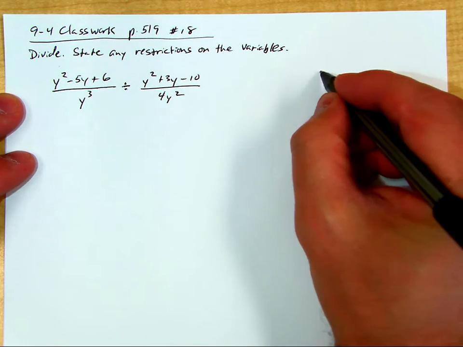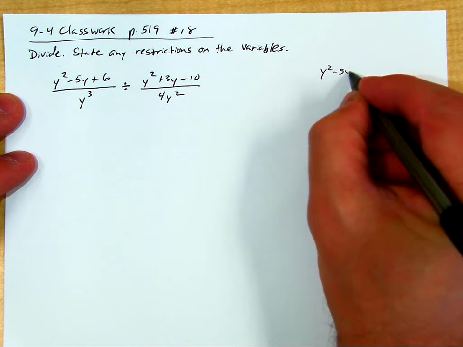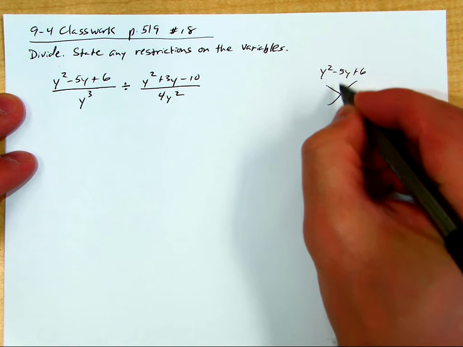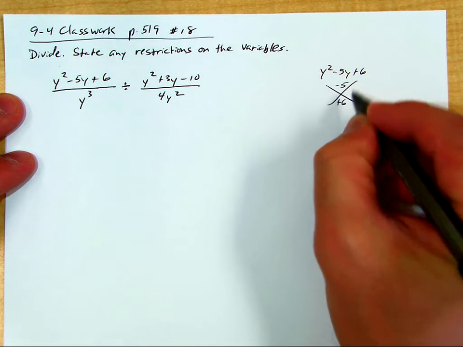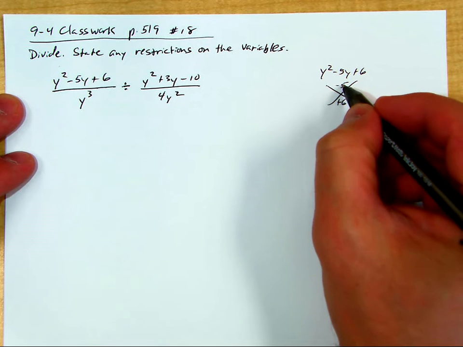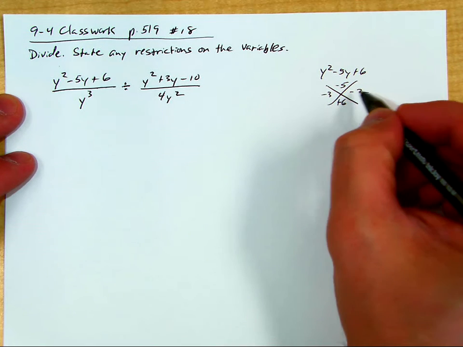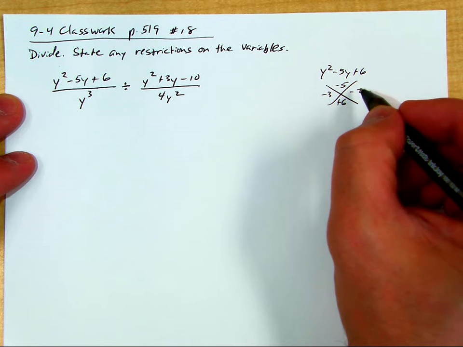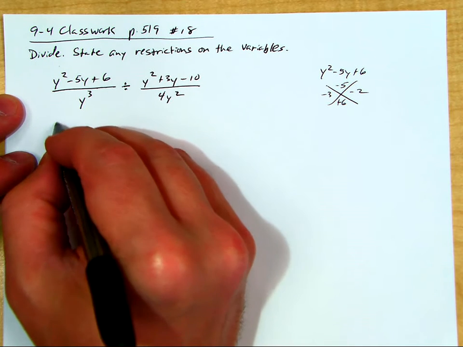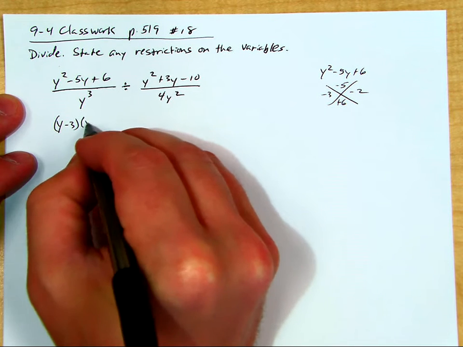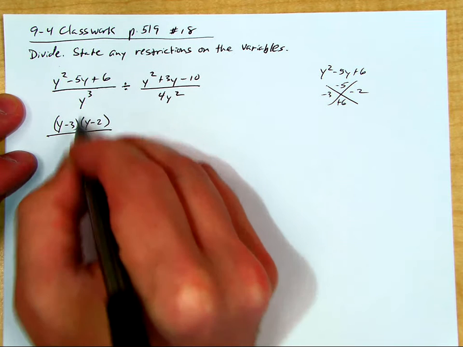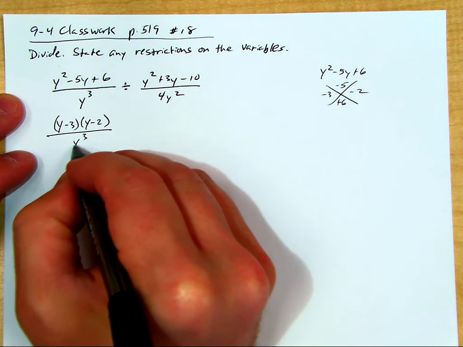I'll do, let's see, y squared minus 5y plus 6, magic x. What numbers multiply to 6 but add to negative 5? In this case, it's negative 3 and negative 2. That's the one that works. It's not 6 and 1. All right, so let's write y minus 3 and y minus 2. The y cubed, nothing's going to happen. That does not dip in.